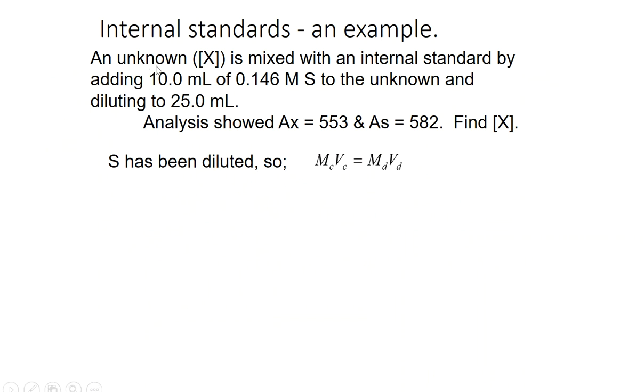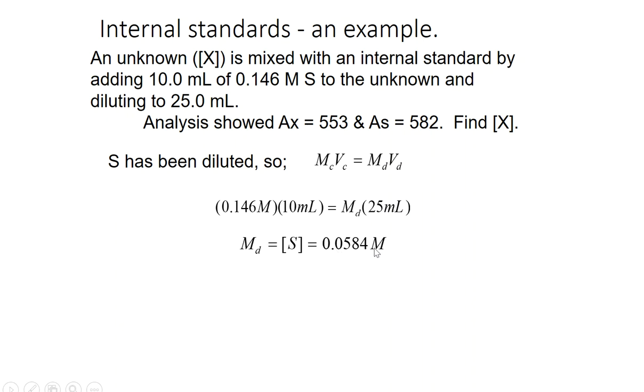We can start measuring the concentration in an unknown. So first we've got to consider that the standard was diluted. We took 10 milliliters of our standard and diluted it to 25. So we need the dilution equation. Let's start with that. M1V1 equals M2V2. So here's the concentration of standard we used. Here's the amount. And here's how much we diluted it to. So we can solve for the dilute concentration of our internal standard. And that's what it is.